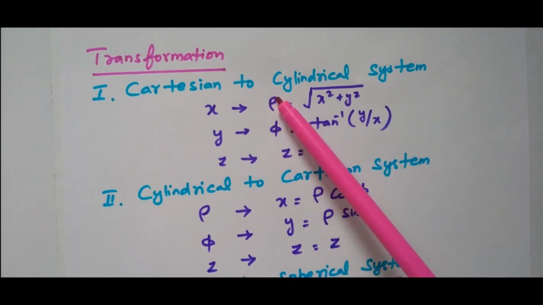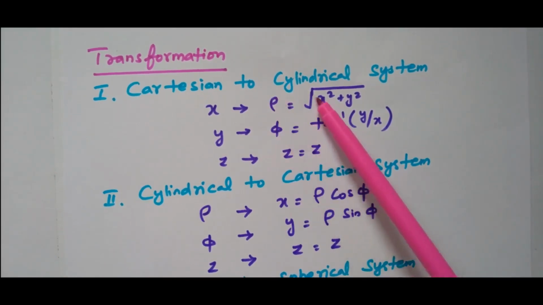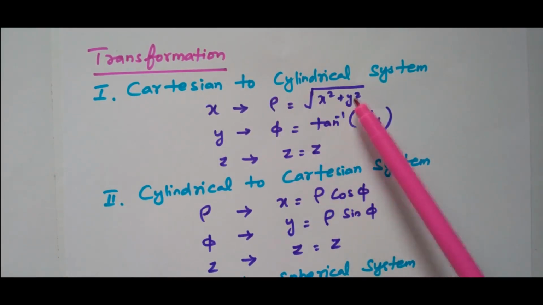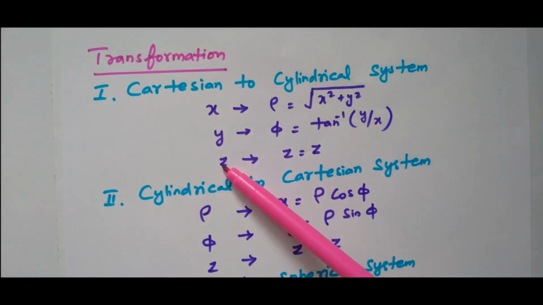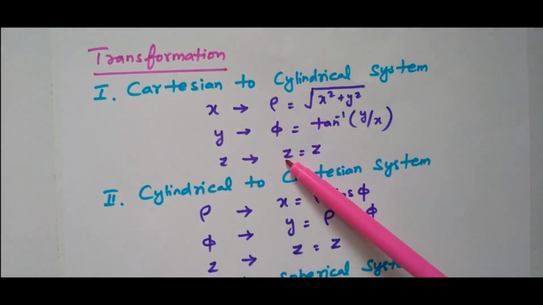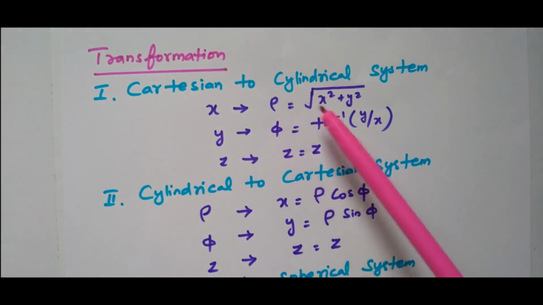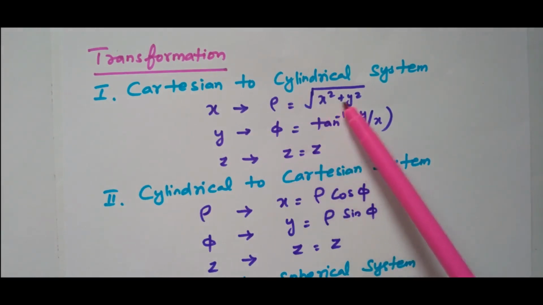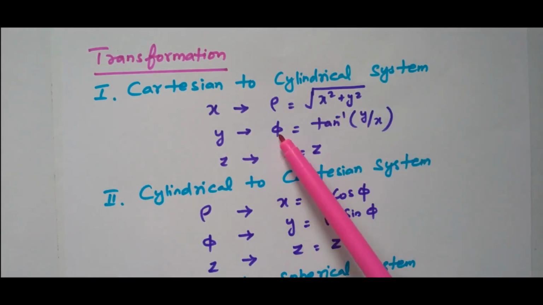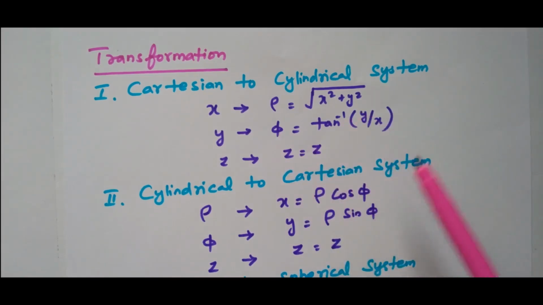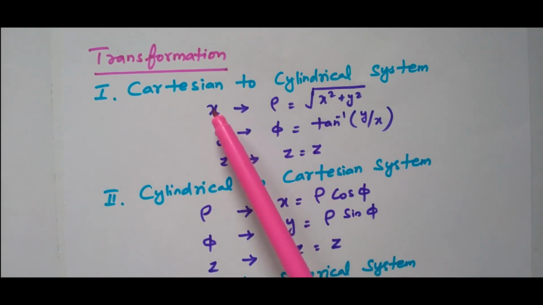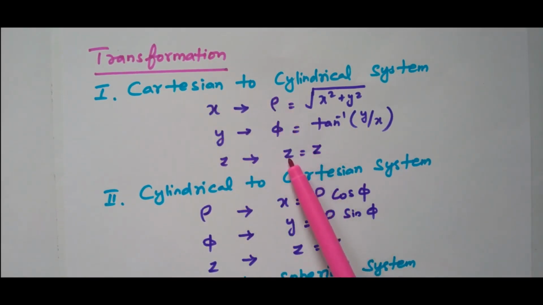How will you convert this rho? Rho is nothing but the square root of x square plus y square, right? Phi is nothing but tan inverse y by x. Z is taken as it is. Right? So from the x, y, z Cartesian system, we can convert into the cylindrical system by using these formulas.